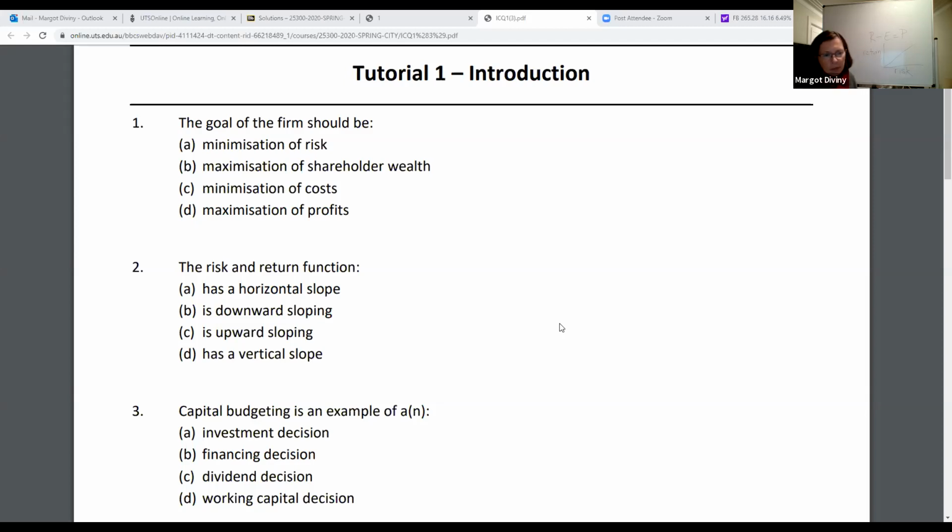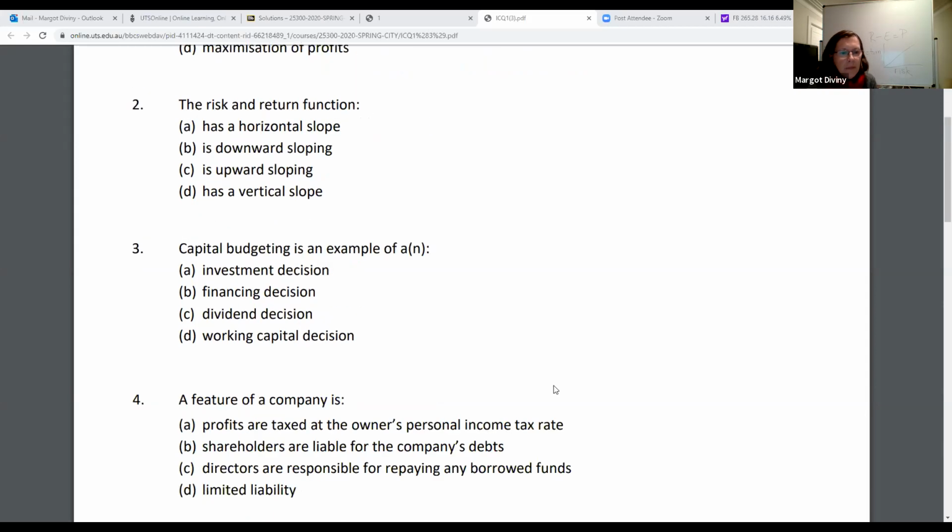Question 3, somebody want to jump in? Capital budgeting is an example of? It's an investment decision. Thank you very much, Mingwei. Financing decision is obviously how you're going to fund the company, whether it's debt or equity or a combination of that. Dividend is also a financing decision, because if you have shareholders, are you going to pay them a dividend or not? Working capital is just that composition of current assets and current liabilities we looked at before. So investment decision is the only answer there.